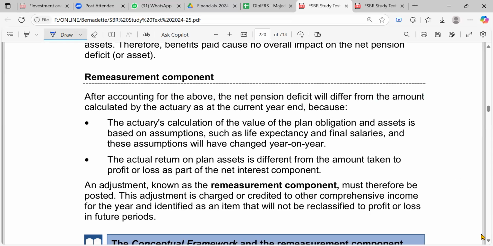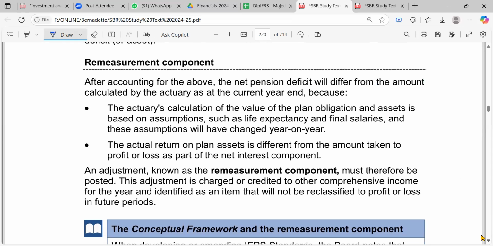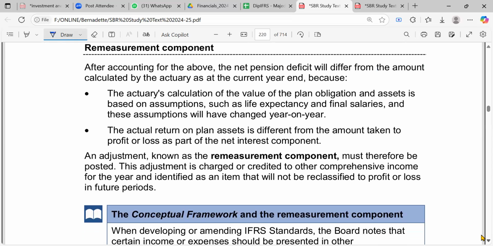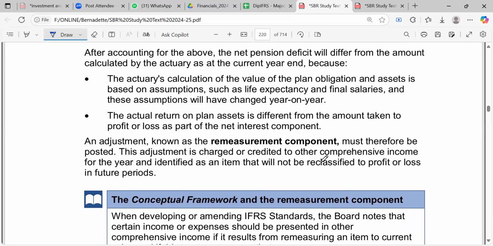We would take the difference, like we just saw there, and I think everything goes fine. And we are told they go to other comprehensive income, charge or credit. When you are told something is charged, it means it is like an expense. When it is credited, it means it is like an income, right? If we say remeasurement gain, of course, we say it is credited. If remeasurement loss, we say it is charged, right?